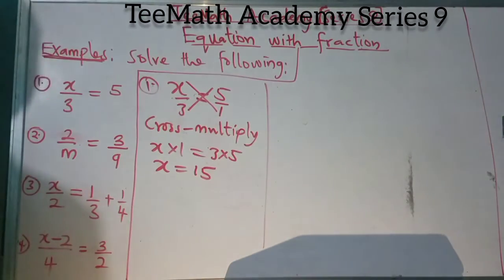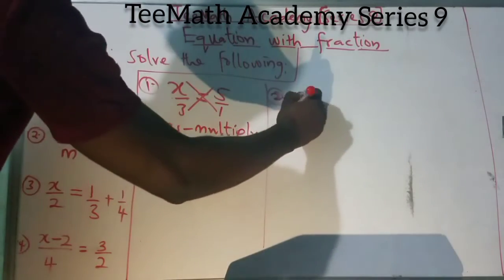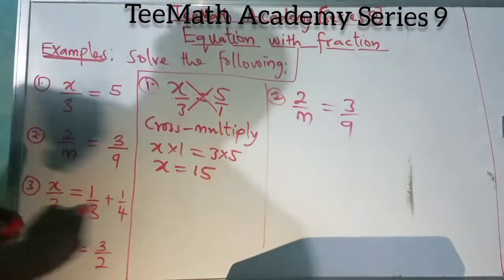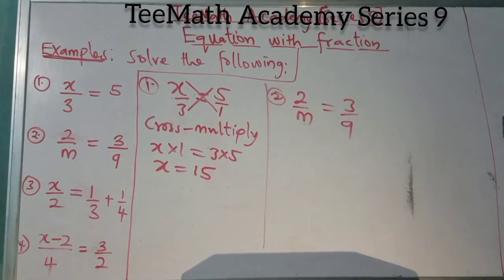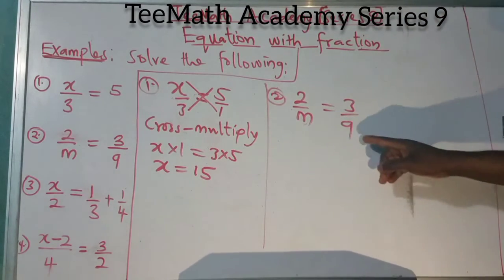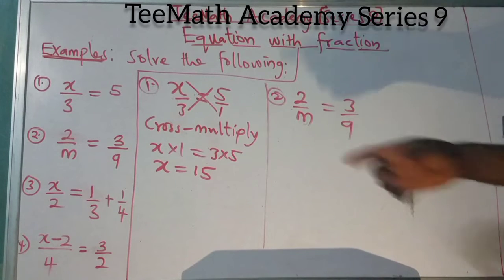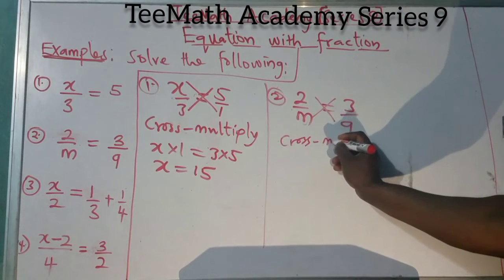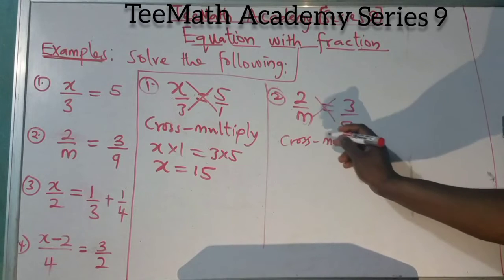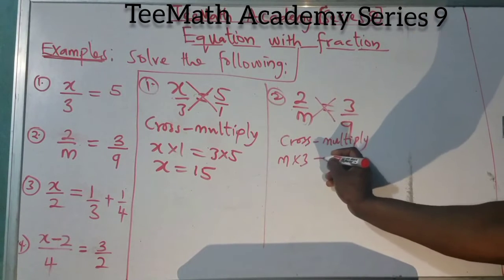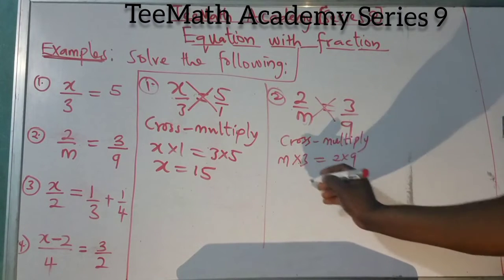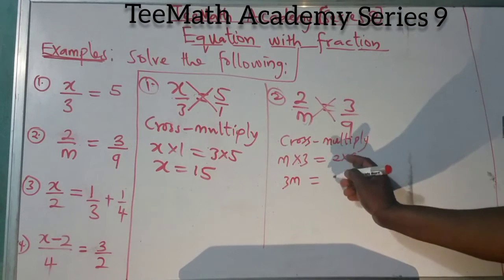Number 2 says 2 over m equals 3 over 9. Number 2 is just like number 1. You have a denominator here, a denominator. What do you do? You cross multiply this times this, so you write cross multiply. Meaning that m times 3, pardon me, then also we have 2 times 9. So m times 3 is 3m equals 2 times 9 is 18.